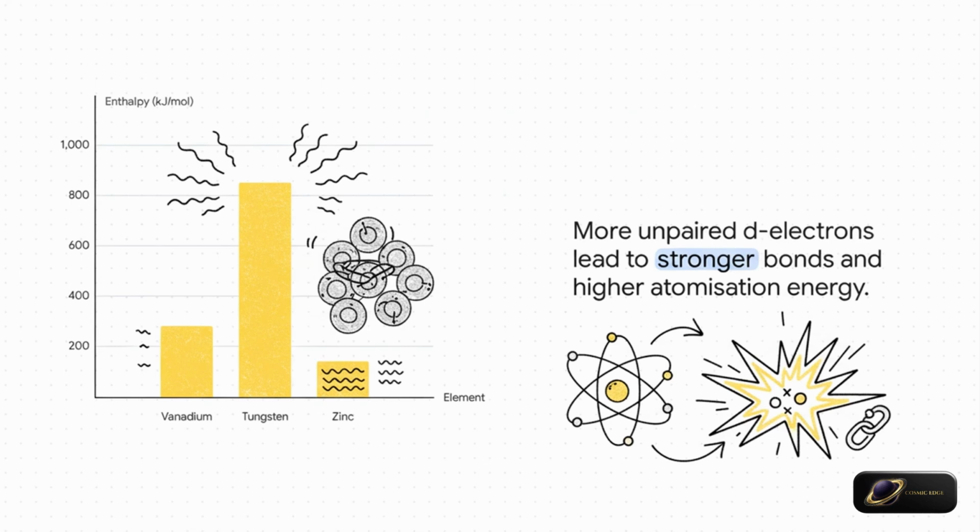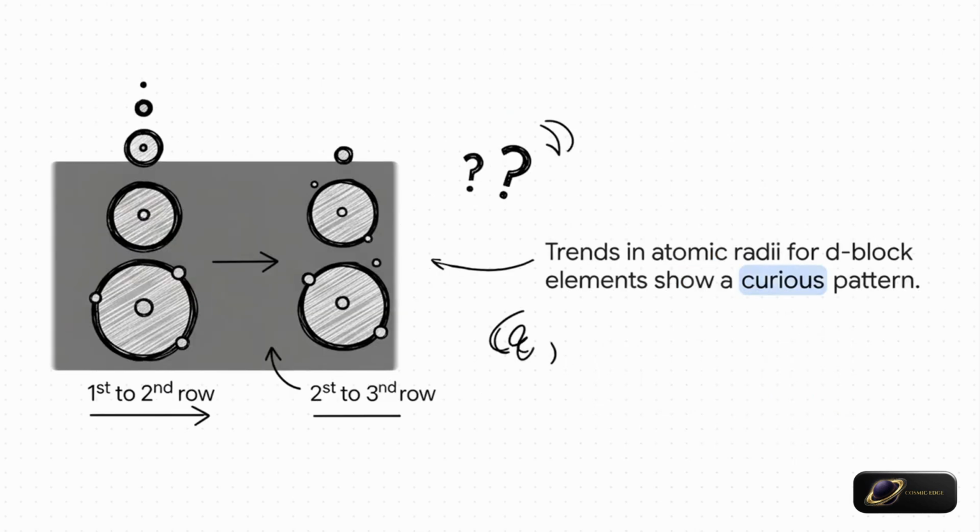And just look at the difference. Tungsten, with lots of unpaired electrons, has a massive value. Compare that to zinc, which has 0 unpaired d electrons. It's way, way weaker. All right, now let's talk about size.